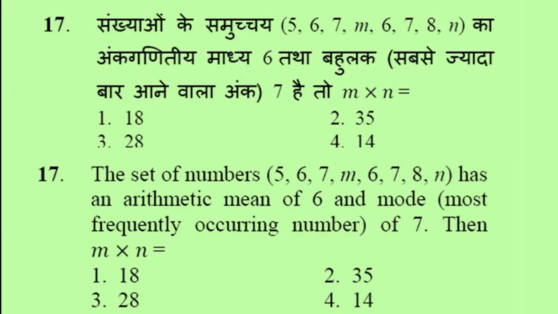Next problem, problem number 17. The set of numbers 5, 6, 7, m, 6, 7, 8, n has an arithmetic mean of 6 and mode of 7. Then m multiplied with n will be equal to: option 1: 18, option 2: 35, option 3: 28, option 4: 14.